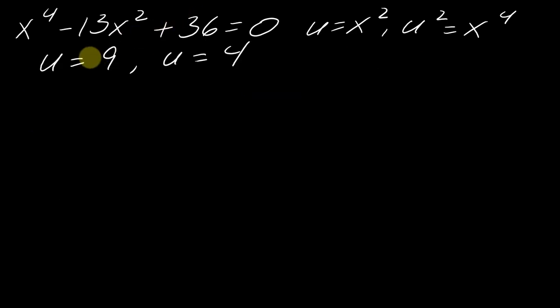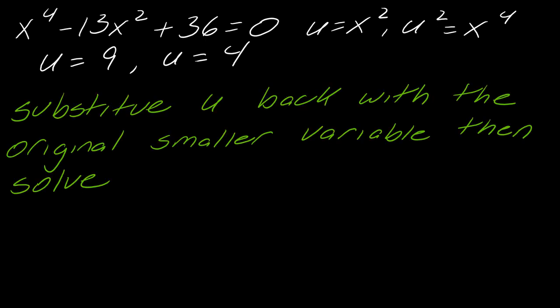Okay, so I substituted, I solved, and now I'm going to substitute u back with the original smaller variable, and then I'm going to solve. So notice here, I have u equals 9 and u equals 4. So do I want to replace u or u squared? I only want to replace u.